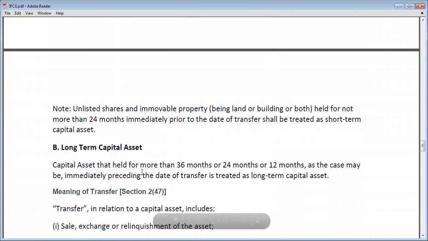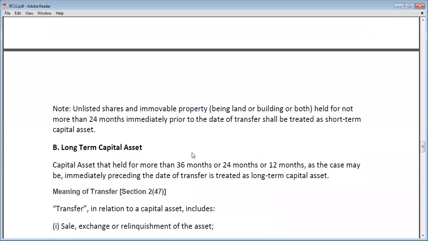Okay. Now, what is a long-term capital asset? Capital assets that are held for more than 36 months or 24 months or 12 months, as the case may be, immediately preceding the date of transfer are treated as long-term capital assets. So, if you hold any capital asset for more than 36 months, in the case of normal assets, then that asset will be considered a long-term capital asset.